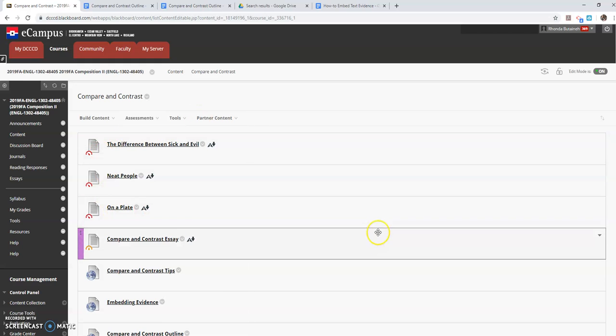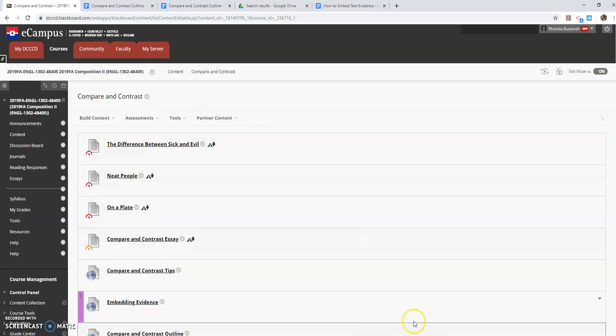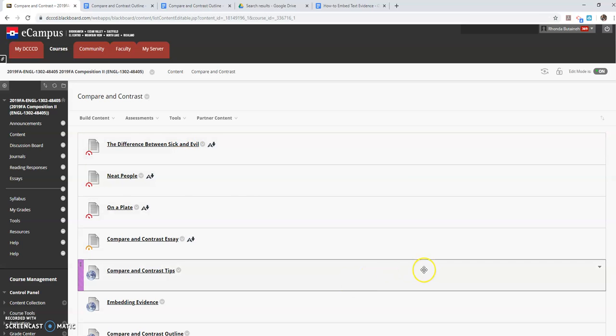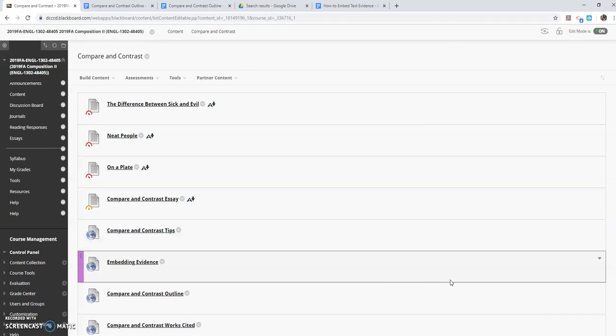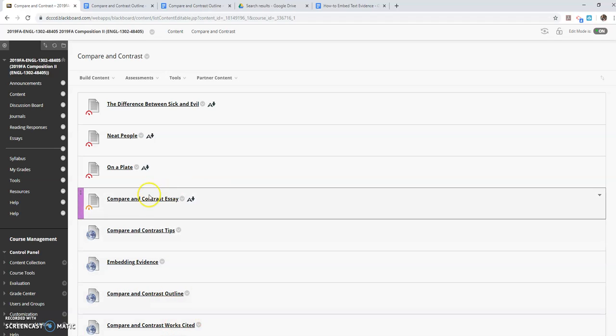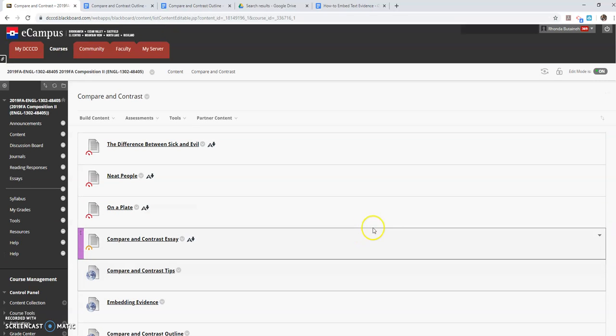There are 3 pieces here, but we're really only focusing on the first 2. These are 2 essays that use compare and contrast as their main mode of discourse. And then you have the video guide, how to embed evidence, and an outline, and a works cited page. And also the essay prompt is in here as well.